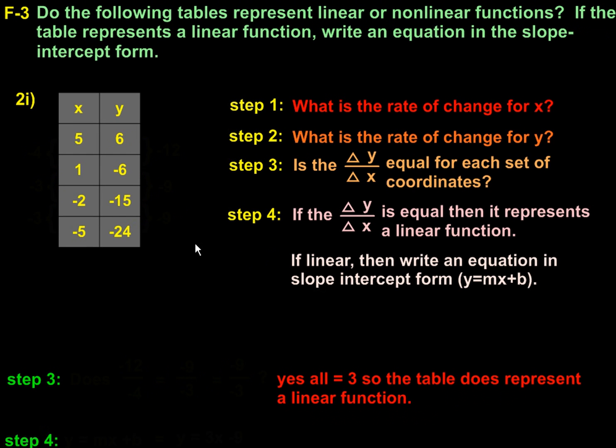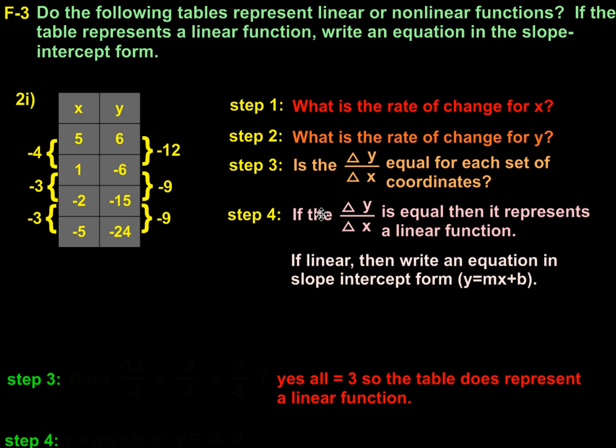Next one, 2i. I'm going to start off by determining the rate of change for x. We go from 5 to 1, which gives us a rate of change of -4. We go from 1 to -2, which gives us a rate of change of -3. And to go from -2 to -5 also gives us a rate of change of -3. Coming to the y side, to go from 6 to -6 is a rate of change of -12. To go from -6 to -15 gives us a rate of change of -9. And -15 to -24 is also a rate of change of -9.